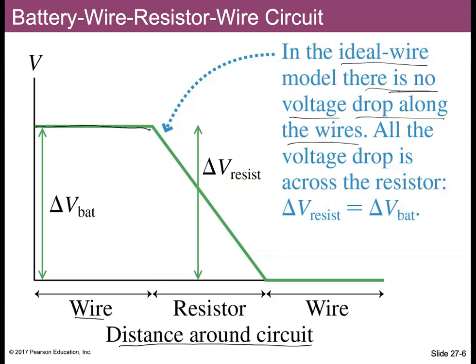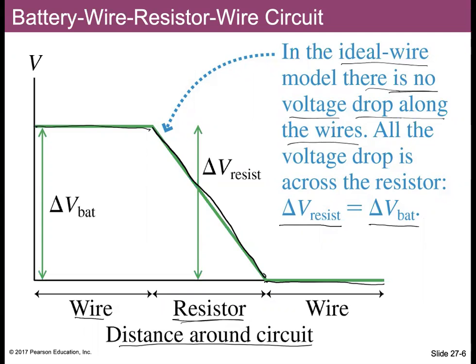Then once we get to the resistor, we have a voltage drop. So now we're going from whatever the initial voltage was from our battery, and we have our voltage drop across the resistor. And then we get back to our wire where we don't have any change. But the voltage drop across the resistor must be equal to the voltage drop across the battery if all we have is that one resistor, because the total voltage drop, as we know from Kirchhoff's loop law, around our circuit must come back to zero. So the total voltage drop around the circuit must be equal to the voltage drop across the battery.